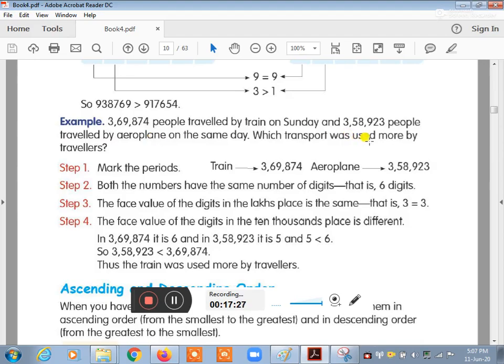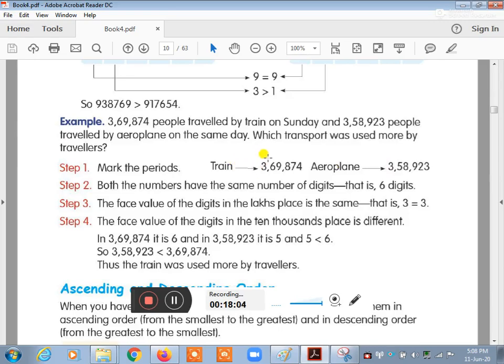So which transport was used more by travelers? Here by train how many people went? 3,69,874. By aeroplane how many people went? 3,58,923. Both are 6 digit numbers, so we have to compare from the left side of the digits. Here also 3, here also 3. So both the numbers are the same.